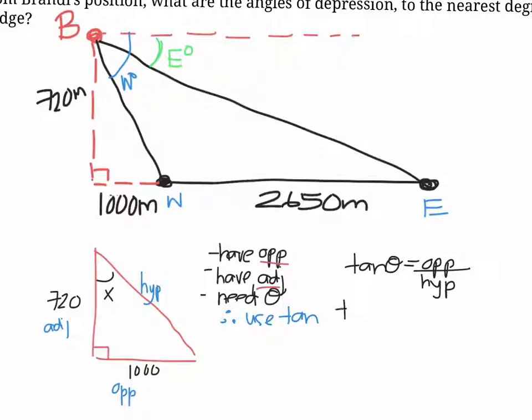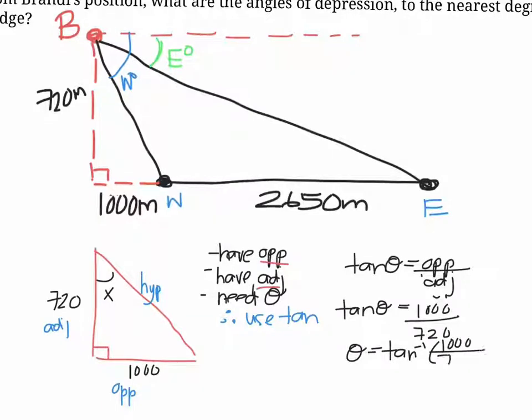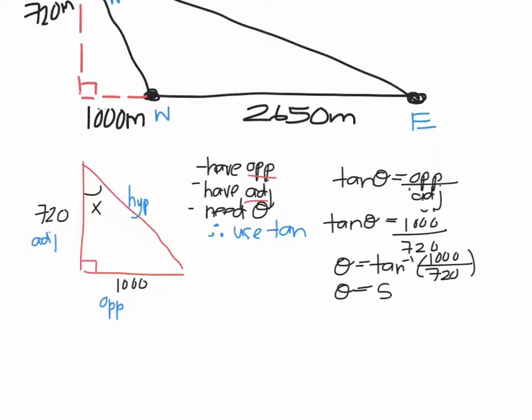Let's fill in what we know. We don't know the angle, but we do know opposite, which is 1,000. And sorry, I made a mistake. It's not opposite over hypotenuse, it's opposite over adjacent. Okay, so we know opposite is 1,000 and adjacent is 720. So to find our angle, we're going to use tan inverse. And we get an angle measure of about 54.25 degrees.